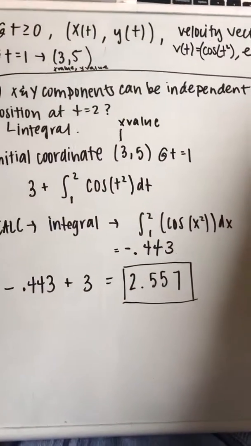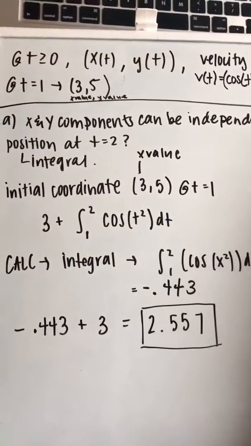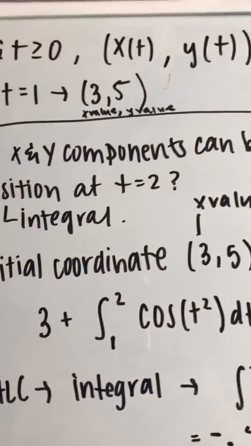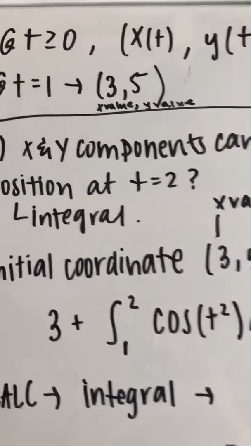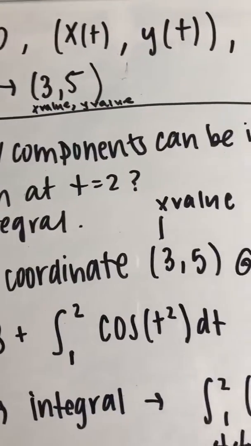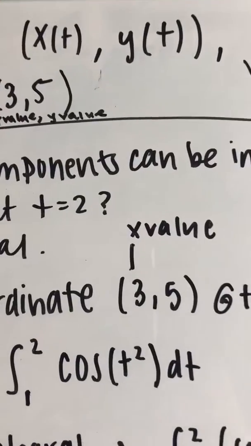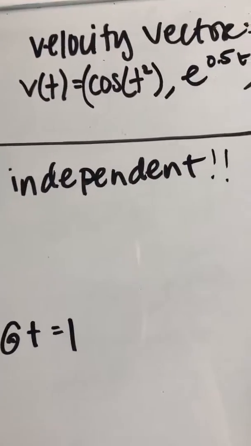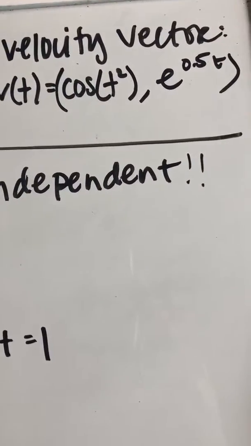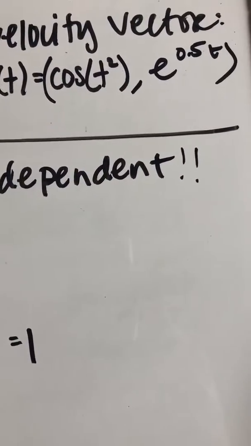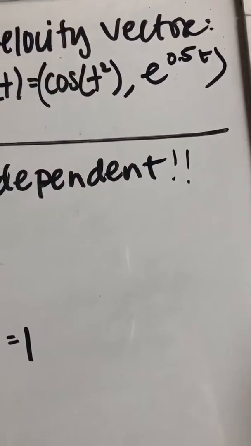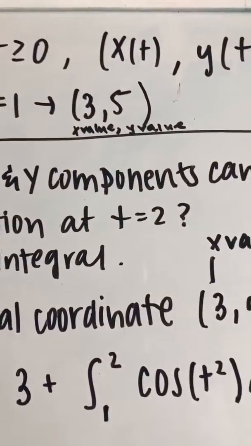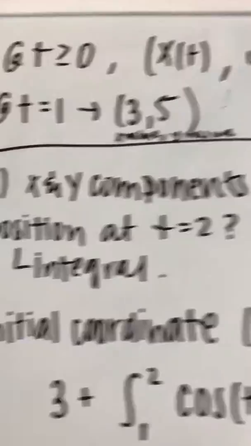Okay, so this is my work for question number 2 on 2015. So the question originally asks, I have some givens written down here, but I'll read the question. At time t is greater than or equal to 0, a particle moving along a curve in the xy plane has position x(t), y(t) with velocity vector v(t) equals cosine t squared, e to the 0.5t. At t equals 1, the particle is at (3, 5).